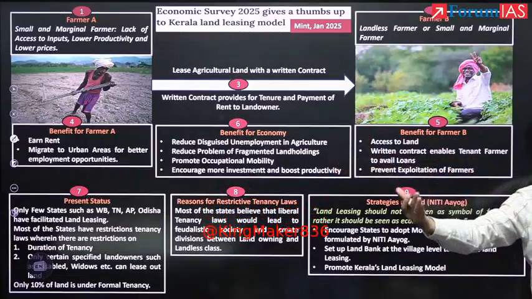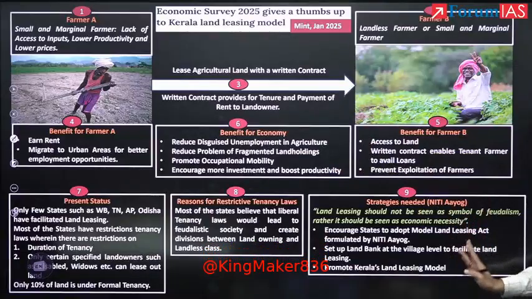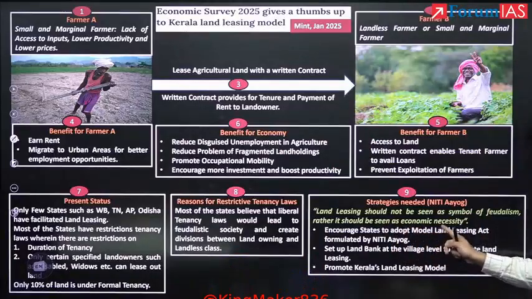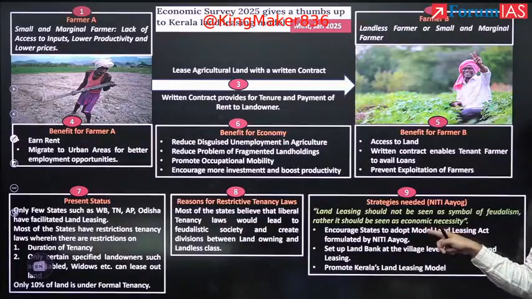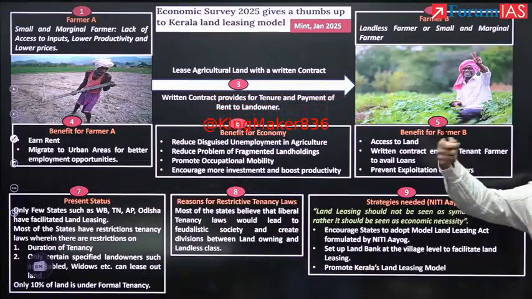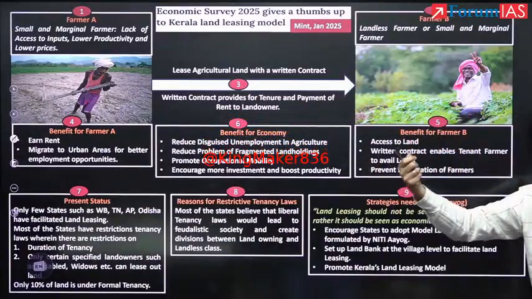To facilitate that leasing, what Niti Aayog has done, it has said we must encourage the states to adopt the Model Land Leasing Act. Look at the word, what have I written? Model. Land is a subject placed under the state list. Can the parliament make a law on land leasing? Obviously not. So the central government has made a model act. This model act has been circulated among the states so that they can adopt the provisions of this model act.